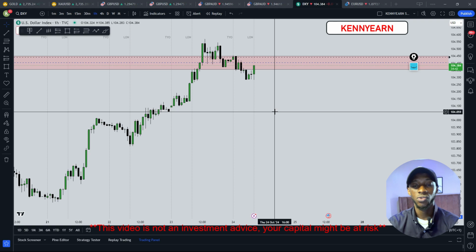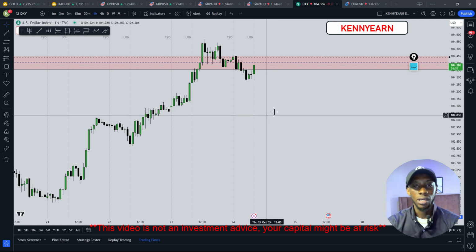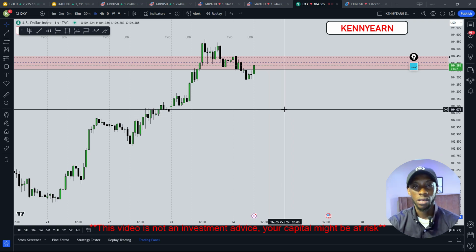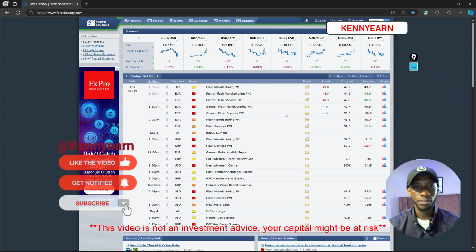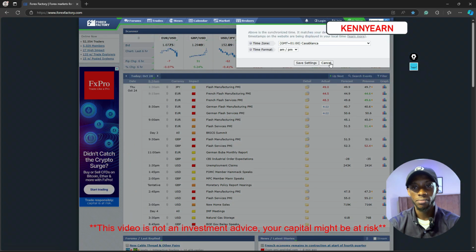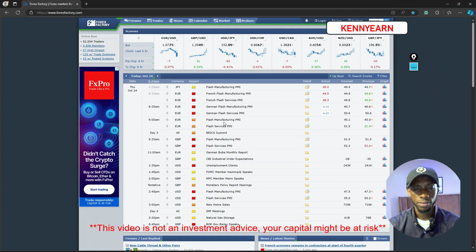As a Forex trader, one thing you do at the start of every day is look at the calendar to know what time the volatility is going to be pumped into the market. So I'll go to the Forex Factory website. You always need to set this to your own local time. I can see we have some high impact news today, some high impact news on Euro.